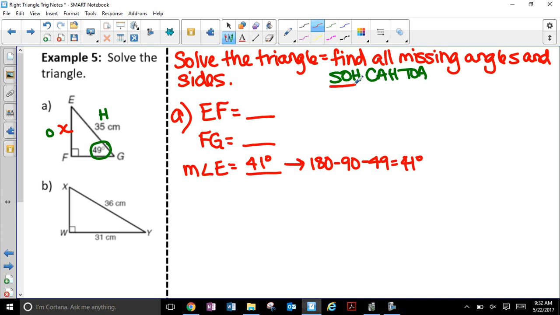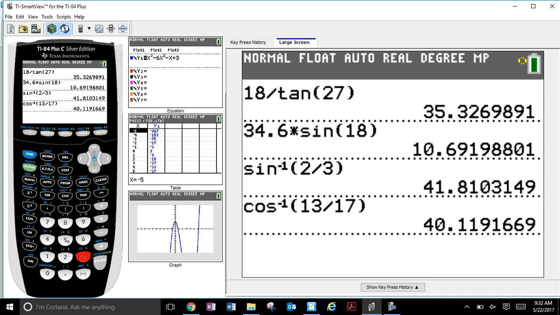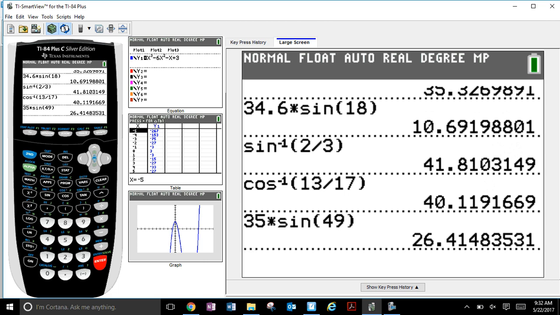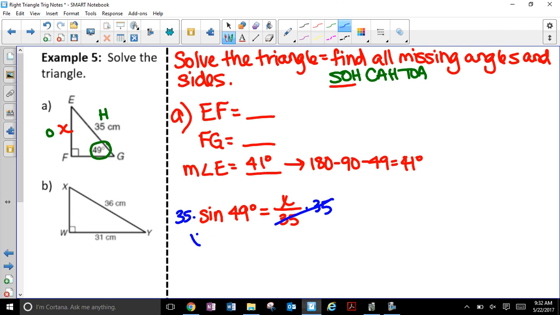Okay, so then I'm going to do sine of 49 degrees equals opposite, which we don't know what that is, over hypotenuse, which is 35. Okay, well, we multiply by 35 to solve. Type this in your calculator. So 35 times sine 49. And that's 26.4. So then x is approximately 26.4, which remember our x was the EF length.